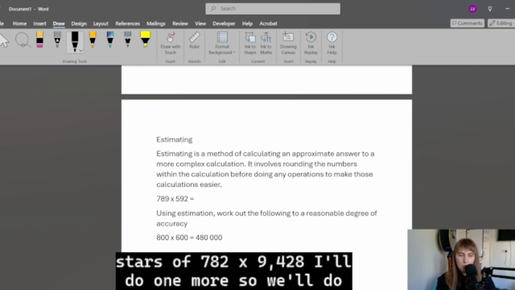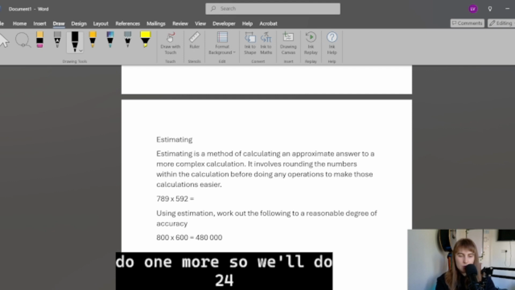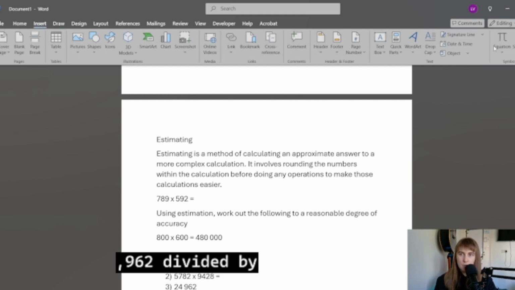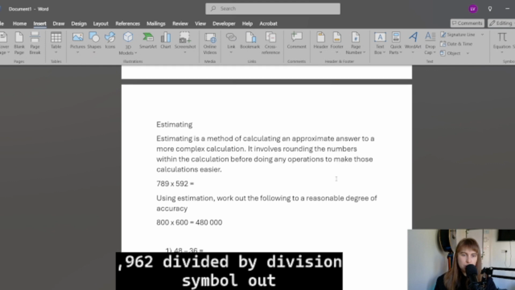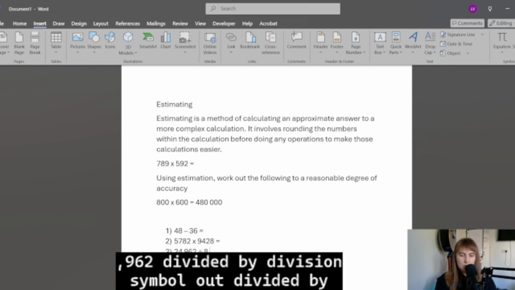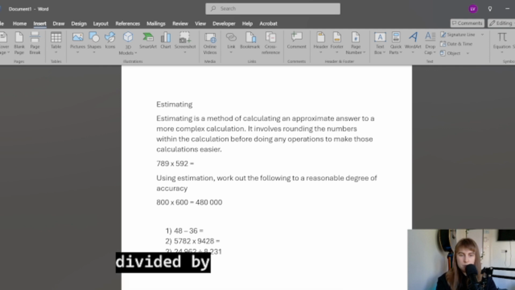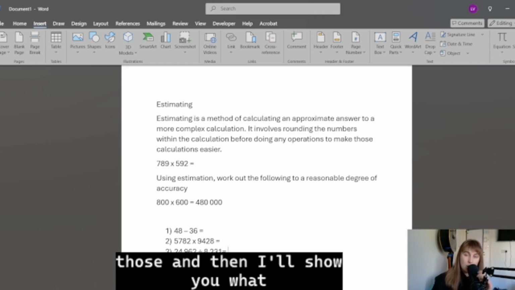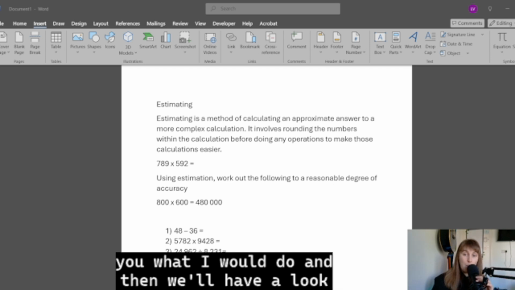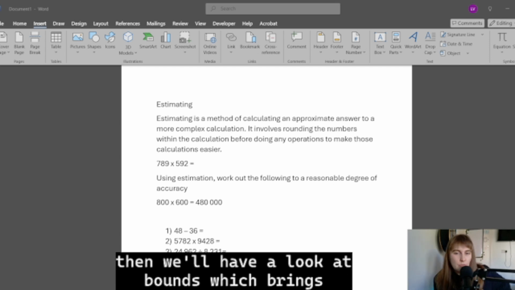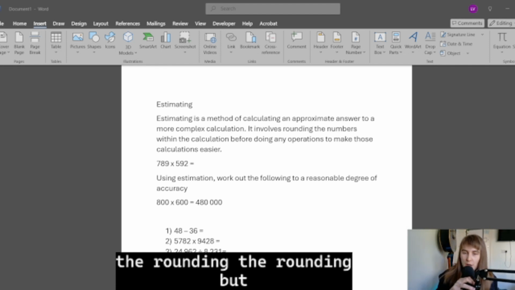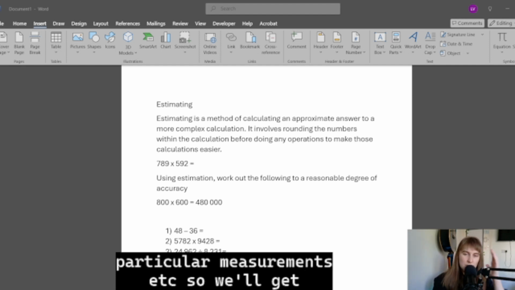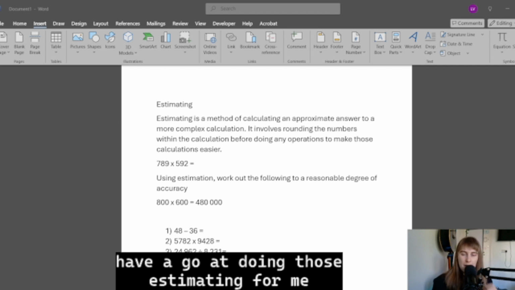So we'll do 24,962 divided by, let me get my division symbol out, divided by 8,231. Okay. Right, so I'm going to give you a few minutes to do those, and then I'll show you what I would do, and then we'll have a look at bounds, which brings in the rounding, but it's how we show the upper and lower bound for particular measurements, etc. So we'll get into that in a minute. So just have a go at doing those estimating for me, and then we'll move on.